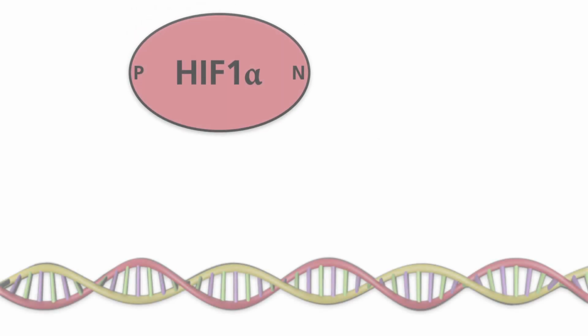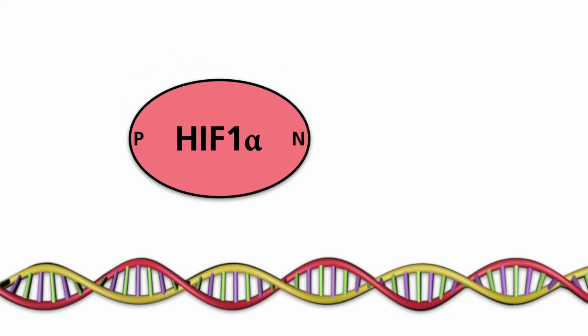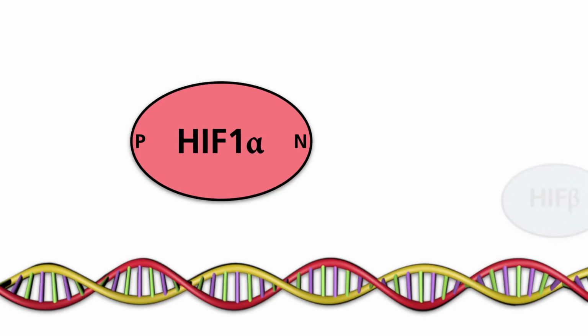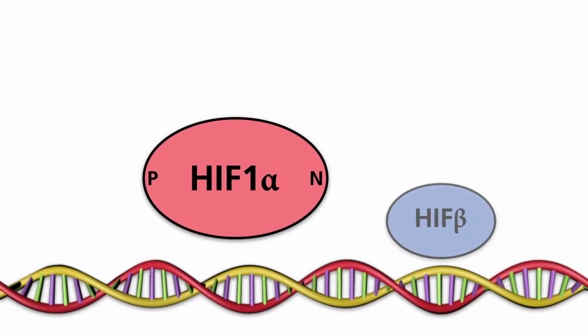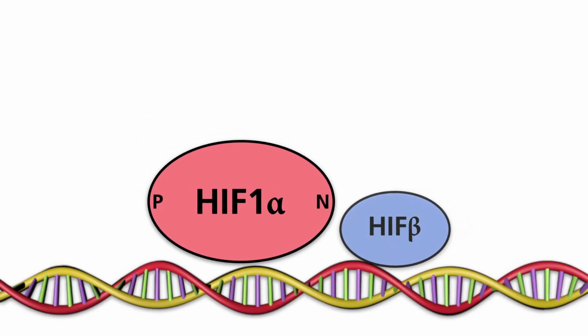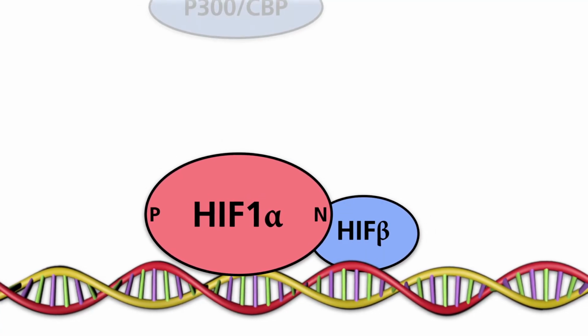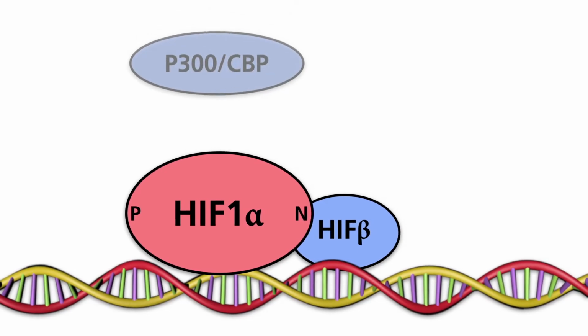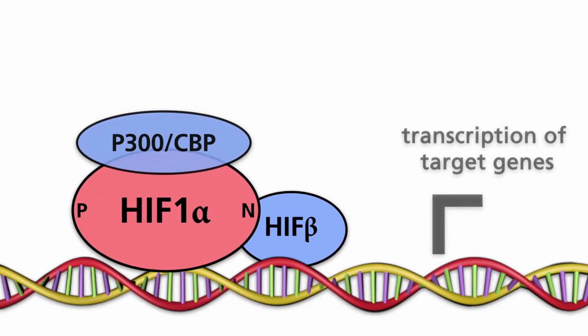Under hypoxic conditions, HIF-alpha proteins are no longer hydroxylated by PhD dioxygenases. A HIF-alpha subunit associates with a HIF-beta subunit and binds to consensus sequences in the DNA. The P300 and CBP coactivators bind to HIF-alpha. The complex activates the transcription of target genes.